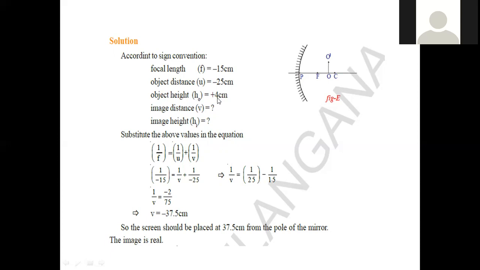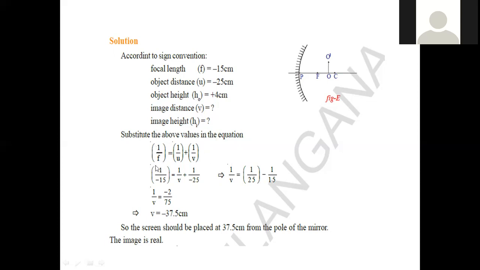The object height is also provided, that is 4 centimeters. What is the image distance? Image distance v is required now, and the image height also has to be predicted. For that purpose, we already derived, in the previous series, the lengthy derivation of the relation between the ray diagram and the concave mirror.